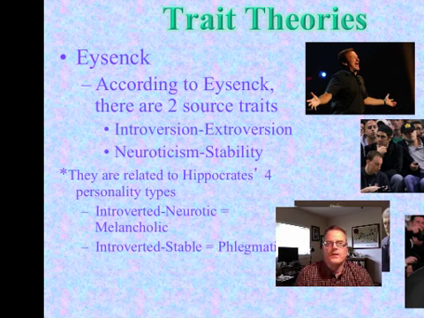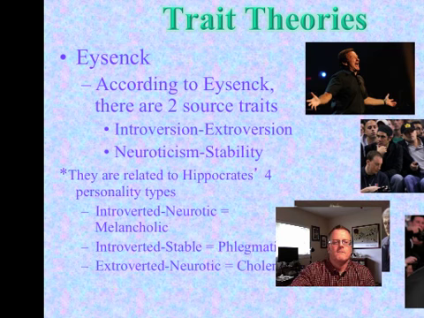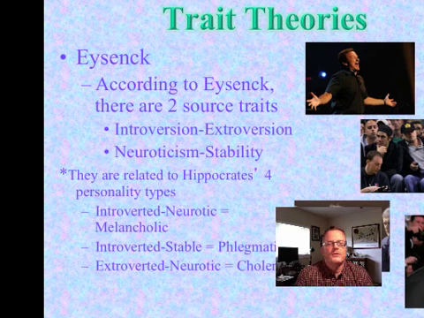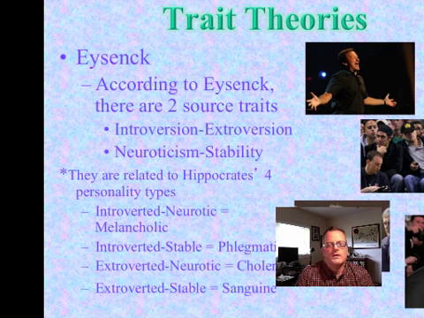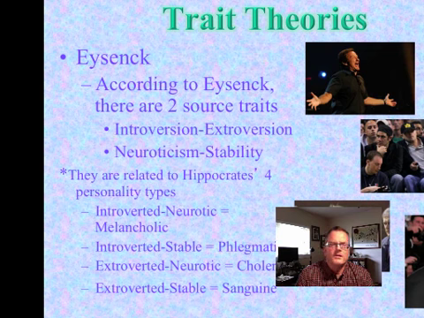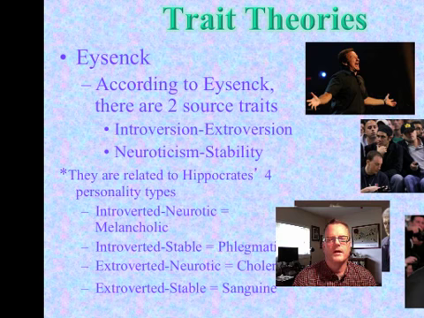So melancholic. Introverted and stable is phlegmatic, listless, or apathetic. Extroverted and neurotic is choleric or angry. So this is anger directed outward. And extroverted stable is sanguine or happy. So interestingly, Eysenck was able to put together these stages, this framework, so it fits very well with Galen's work.